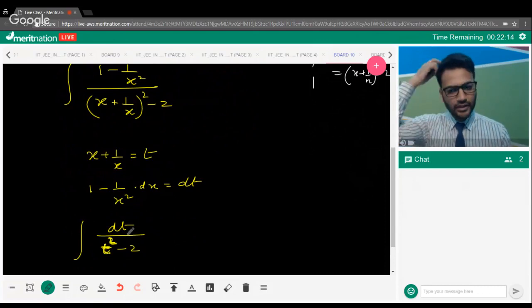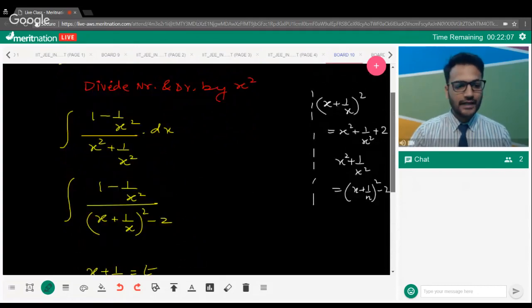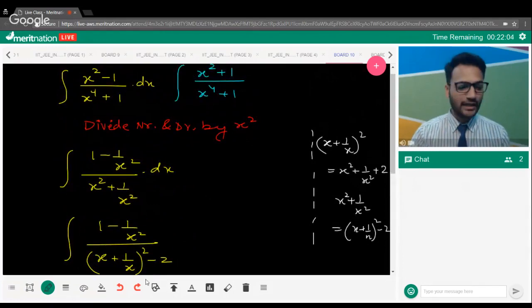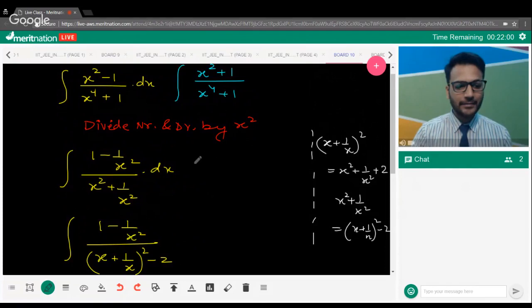1 upon 2a log of (x minus a) upon (x plus a) plus c, right? This is something which we all know how to solve. One more thing over here, if I talk about this blue one, over here again, I'll divide by x squared. What will we have? We'll have something like this. In the denominator, again, we are getting the same.